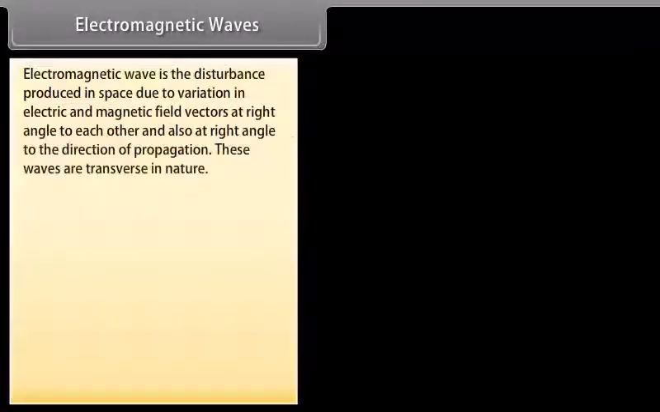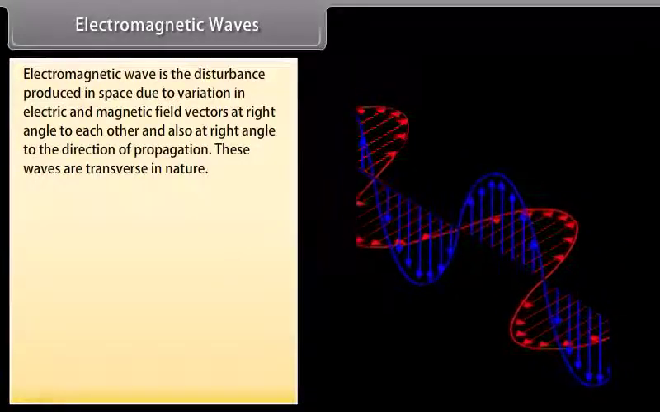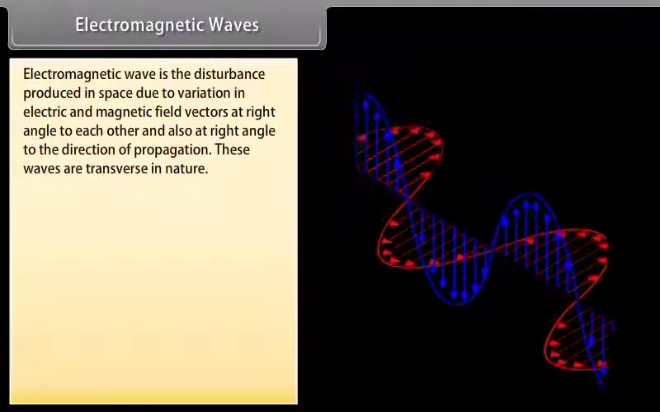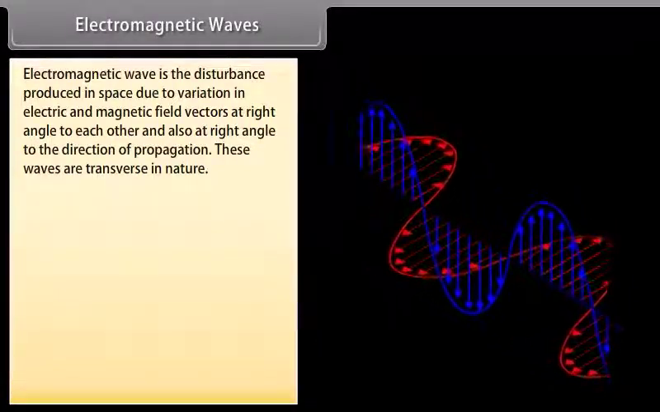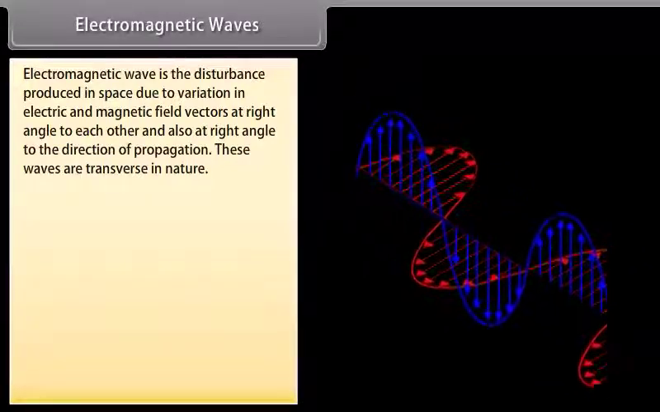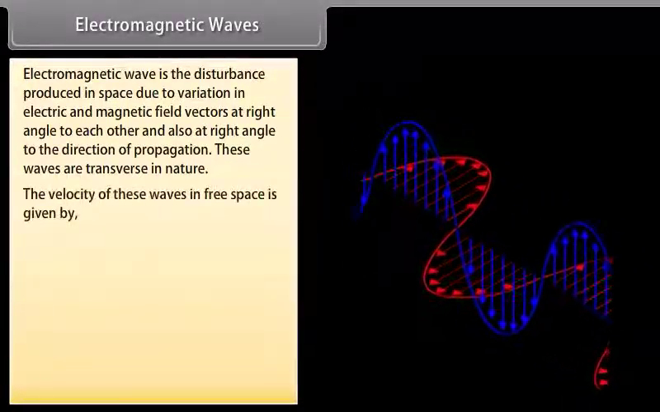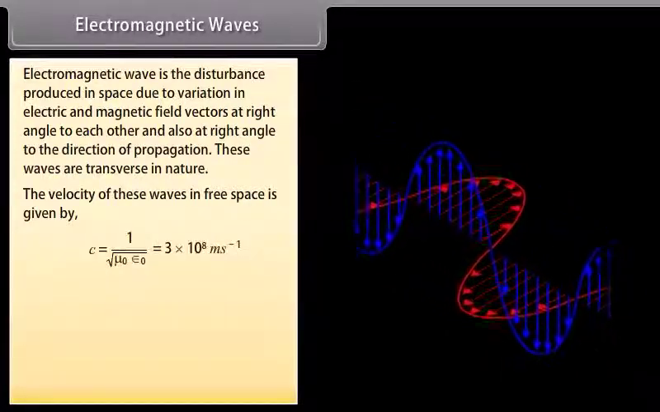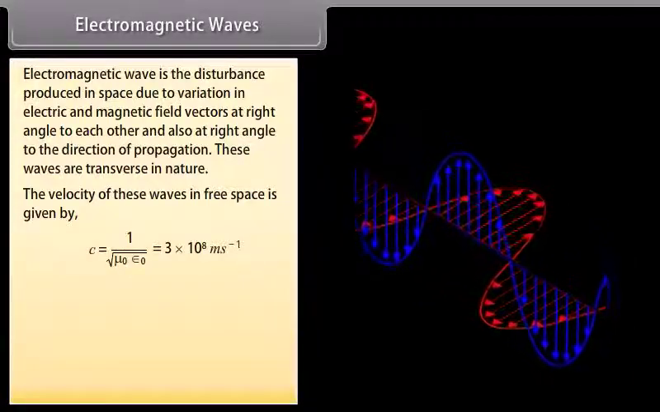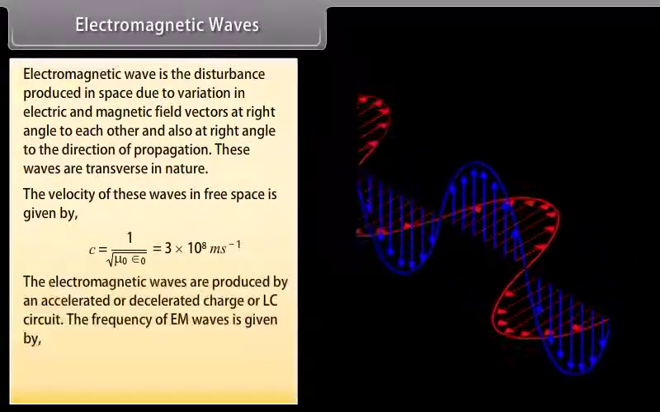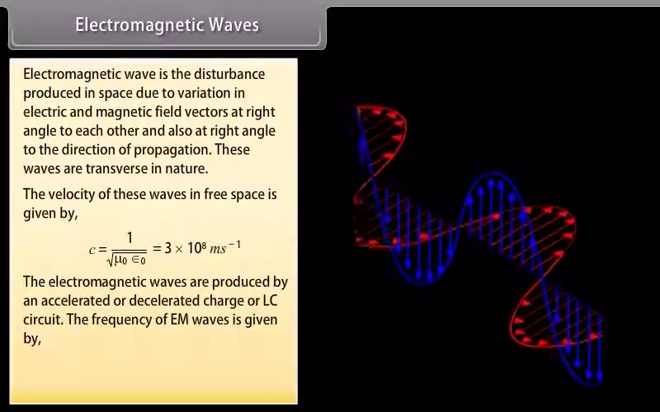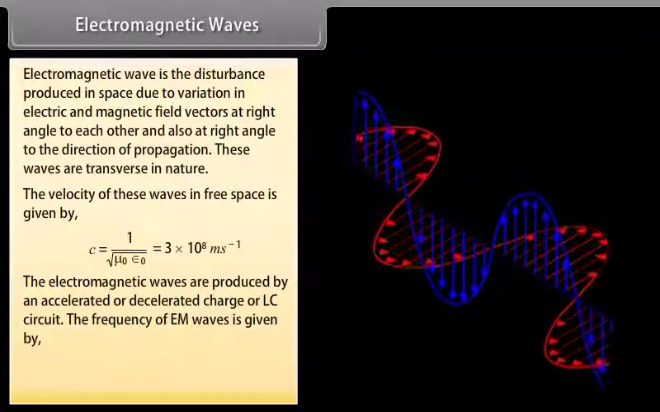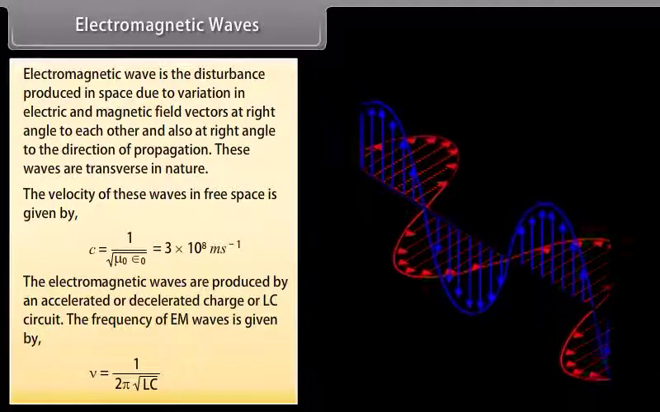Electromagnetic waves. An electromagnetic wave is the disturbance produced in space due to variation in electric and magnetic field vectors at right angles to each other and also at right angles to the direction of propagation. These waves are transverse in nature. The velocity of these waves in free space is equal to the velocity of light, which is equal to 3 into 10 raised to the power 8 meters per second. Electromagnetic waves are produced by an accelerated or decelerated charge of an LC circuit. The frequency of EM waves is given by 1 upon 2 pi under root LC.